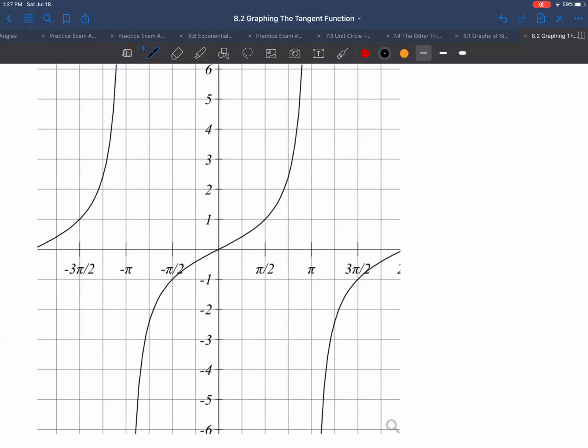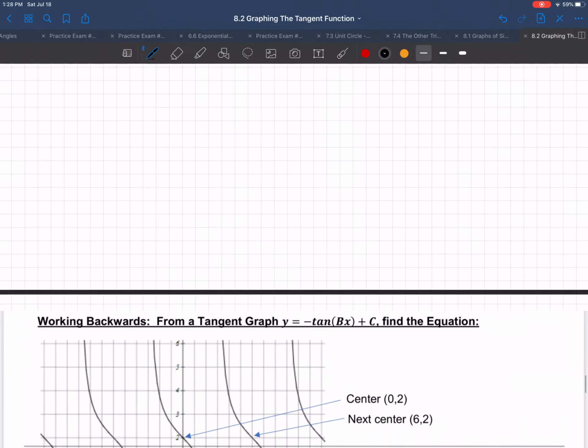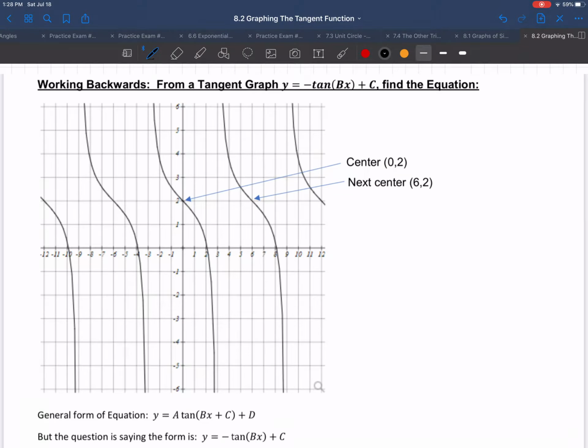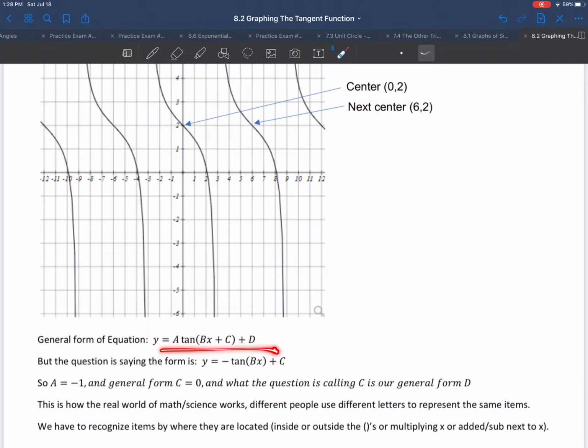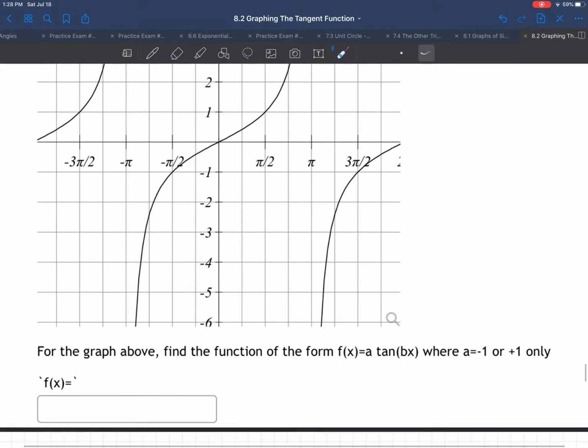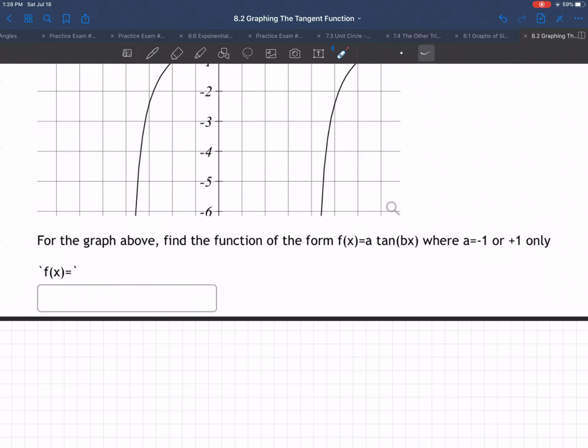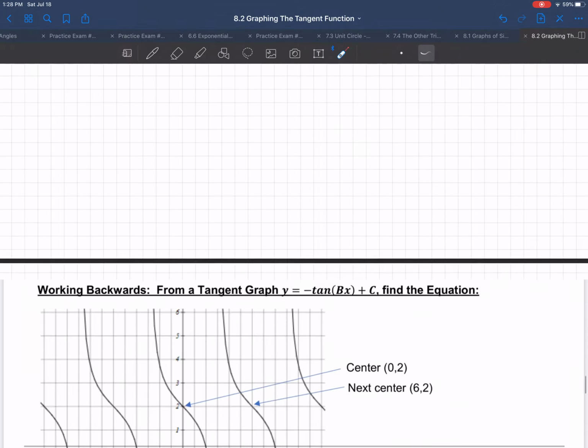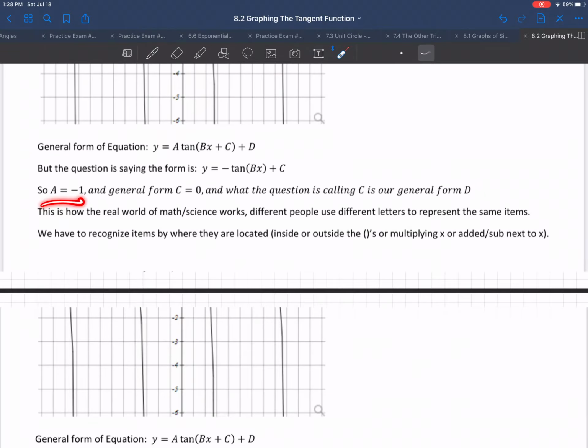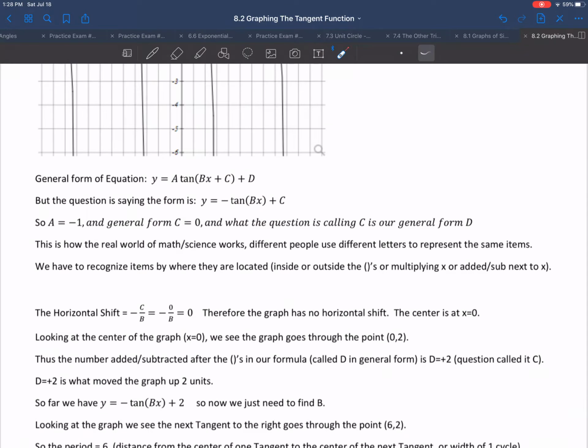Well, first off, remember I've got the notes here, working backwards from a tangent graph to find the equation. So how do you do it? Well, you've got the general form, and you've got to match things up, and they're using different letters. So let's write the general form first off. Let's start with the a. A is negative, and what does that mean? A is -1.